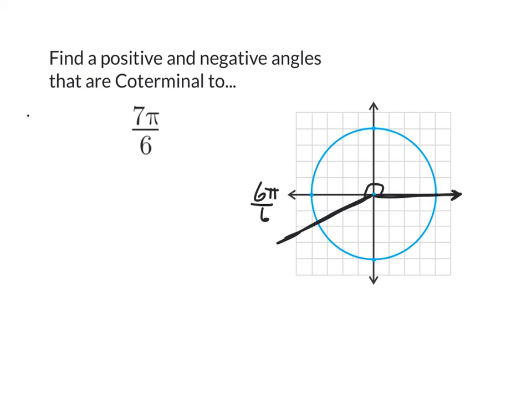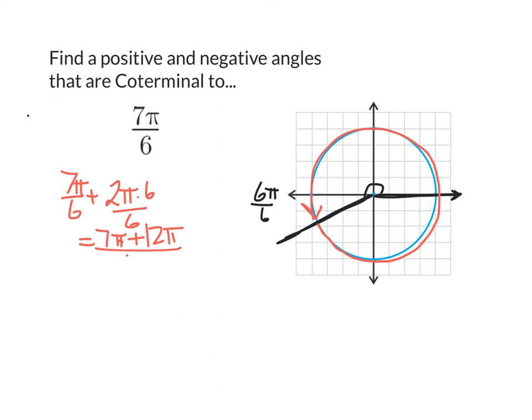Now, if I wanted to find a positive coterminal angle to 7 pi over 6, I would just continue to swing this terminal side all the way around the circle one more time. So again, starting with 7 pi over 6, I need to add an entire trip around the circle. But in radians, that's not 360 degrees, it's 2 pi radians. So I'll have to add 2 pi to 7 pi over 6. So I'll get some common denominators here, making that 7 pi plus 12 pi over 6, or 19 pi over 6.